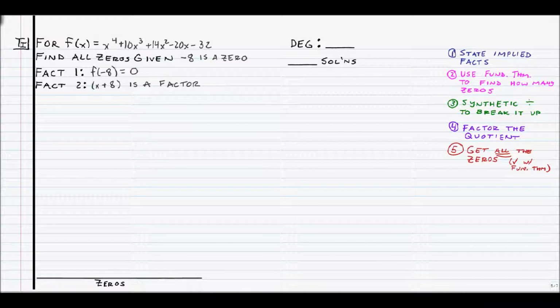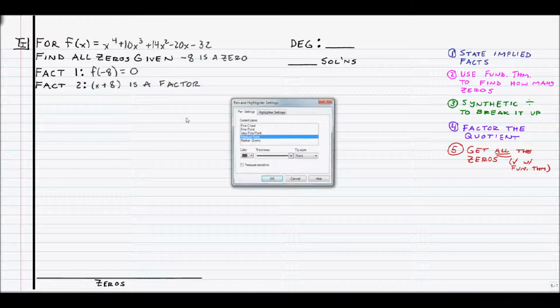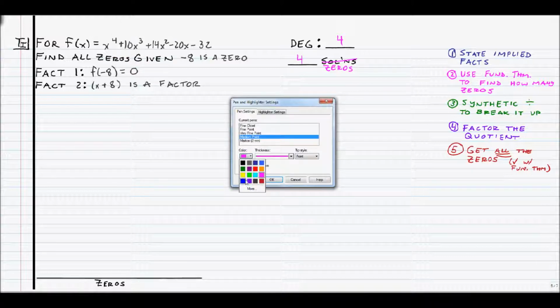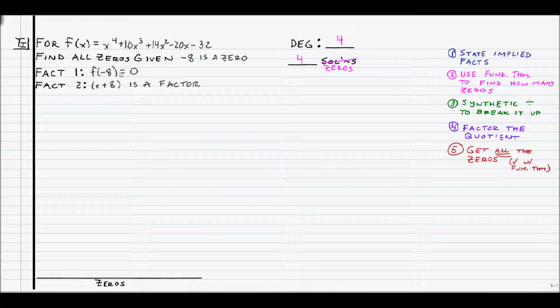So from here, my degree is going to be 4. I'm expecting to get 4 solutions, or in this case, I don't really mean solutions, I mean zeros. I'm expecting to get 4 zeros. So from looking at my first piece of information, since f of negative 8 equals 0 and negative 8 is a 0, that piece of information tells me that my first 0 is going to be x equals negative 8. So I'm going to write it down there right off the bat, otherwise I might forget it. And then I'm going to do synthetic division.